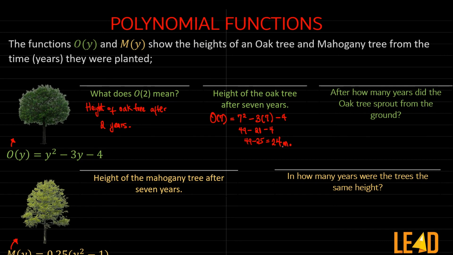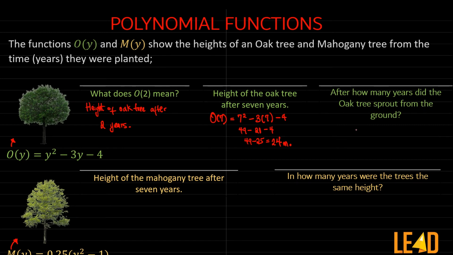After how many years did the oak tree sprout from the ground? Good. Now, I think the idea behind this question is that when you bury a seed, it takes a while before the tree begins to shoot from the ground, yeah? So you could say, basically, when it begins to sprout from the ground is when the height becomes 0. Because when you measure the height of a tree, of course, you measure from the ground up. So when is the height 0?